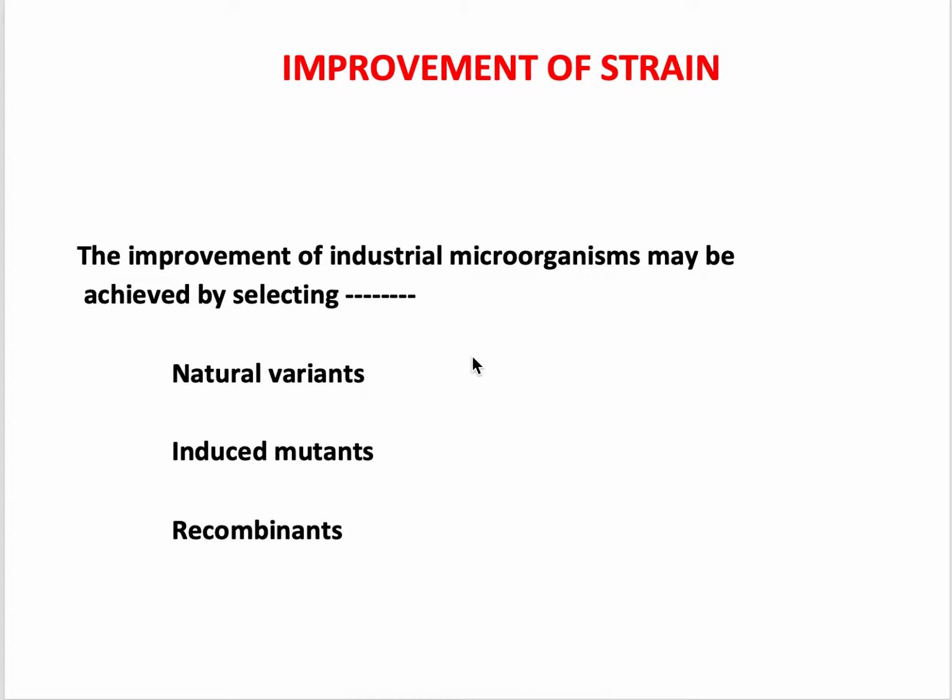For example, by selecting natural variants with more potential ability, or we can induce mutation into that isolate and select better mutants, or we can use recombinant DNA technology to make better recombinants. Now I'll talk in more detail about these ways to improve the strain.